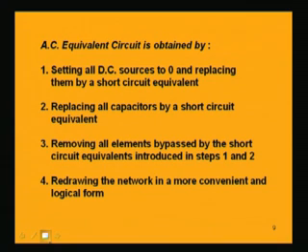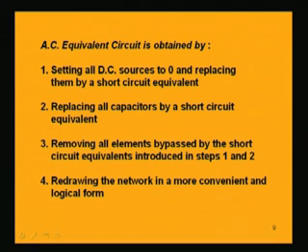Then the next step is to replace all the capacitors by a short circuit equivalent, because we have chosen all the capacitance values quite high, so that for the frequency of operation of the AC signal it is like a short circuit, because the 1 by 2 pi f c term will be very small, almost like 0, since the C value is very high. Then step 3 is to remove all the elements bypassed by the short circuit equivalents introduced in steps 1 and 2.